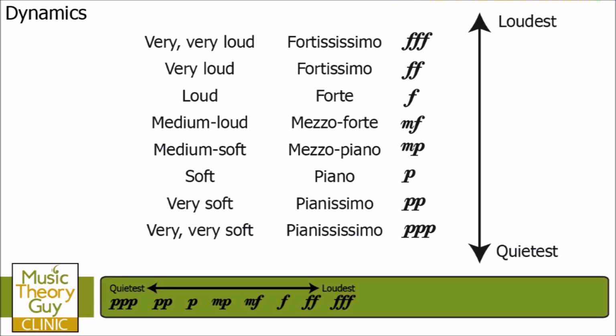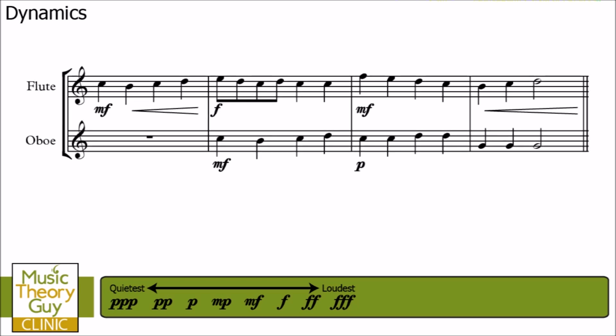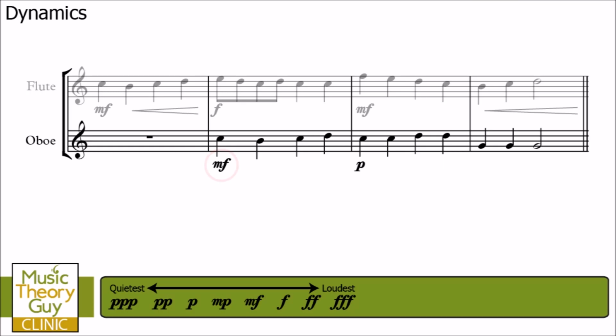And let's have another look at that music I showed you a moment ago for the flute and for the oboe. And what we're going to do, we're going to focus in on the oboe part. So as you can see, the very first note of the oboe, underneath it, there is the symbol MF, which we just came across, meaning mezzo forte. And over here, we've got a symbol piano.